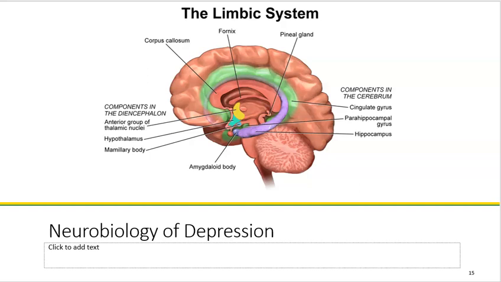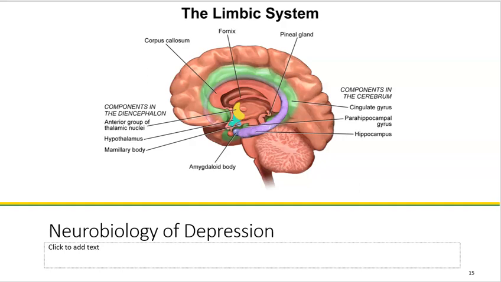Hi all. So we're continuing our discussion on the neurobiology of depression. For this little video, we're going to talk about different ways of studying what's going on in the brain, different types of studies that you can conduct.